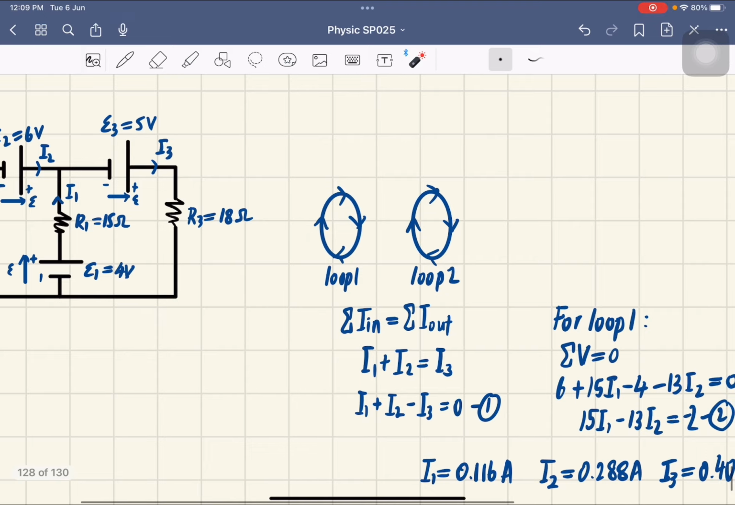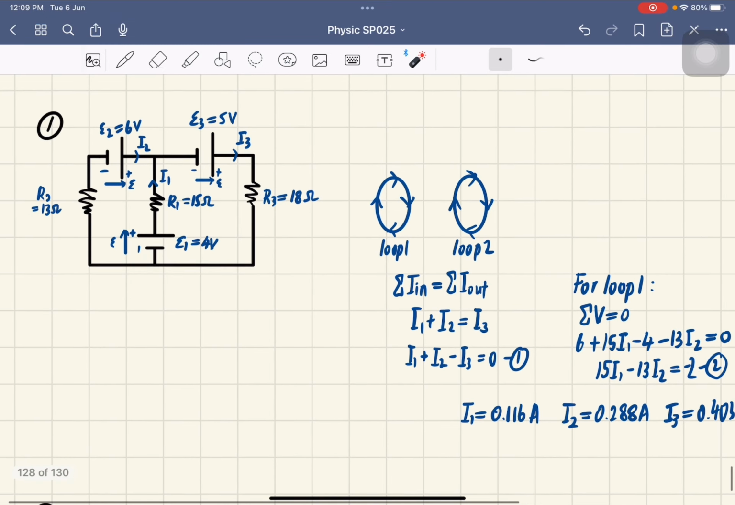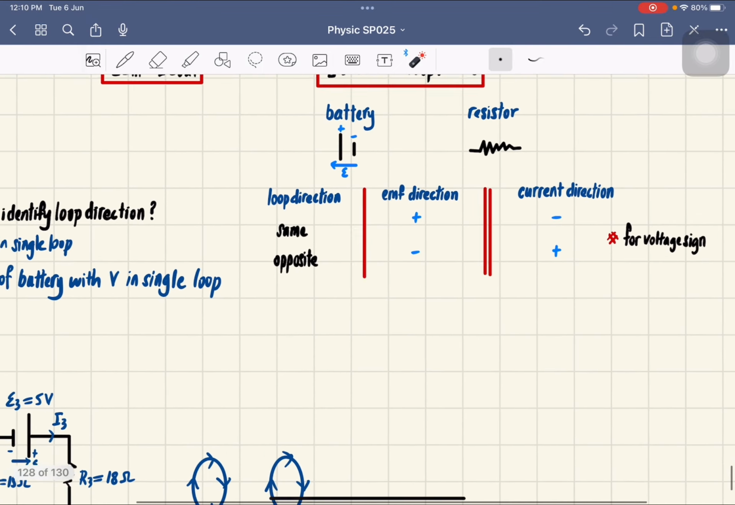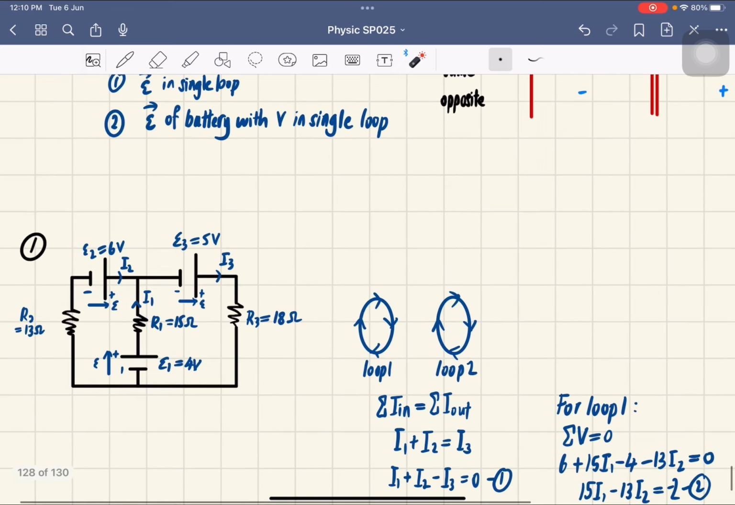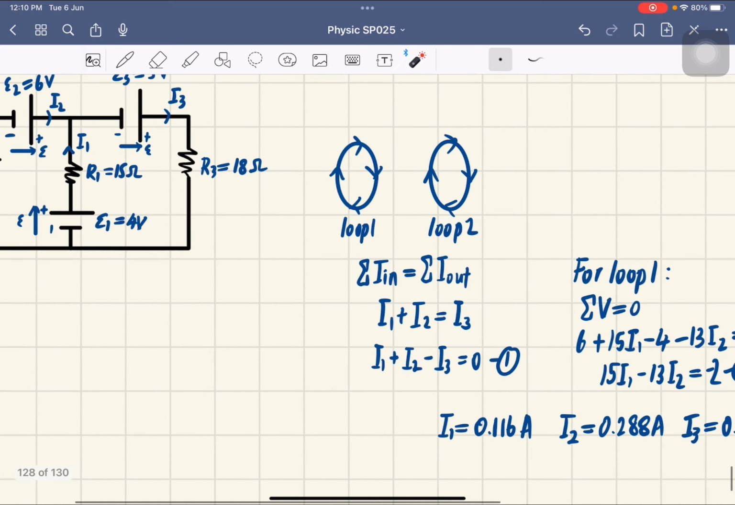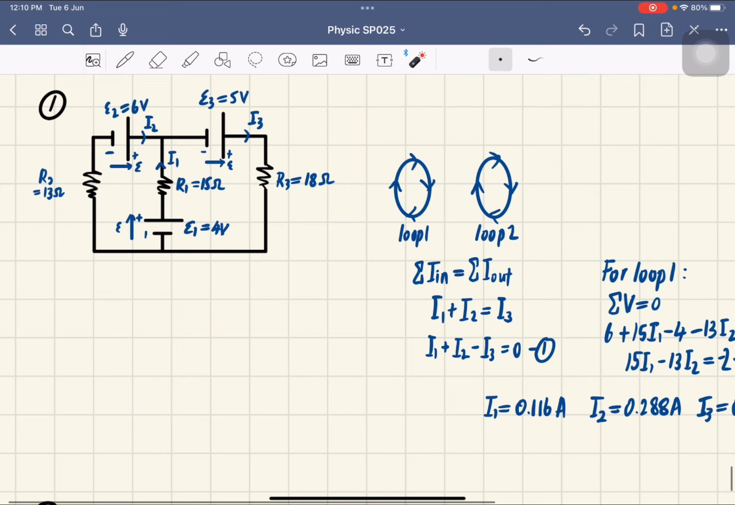Alright. Then, for Kirchhoff's second rule, the sum of potential differences in the closed loops, loop 1 and loop 2, is equal to 0. By applying the method that we identified for the voltage signs, we can form an equation. For loop 1, we can start from any point. I start from here, so the loop direction is clockwise. So, the loop direction and EMF direction are the same.